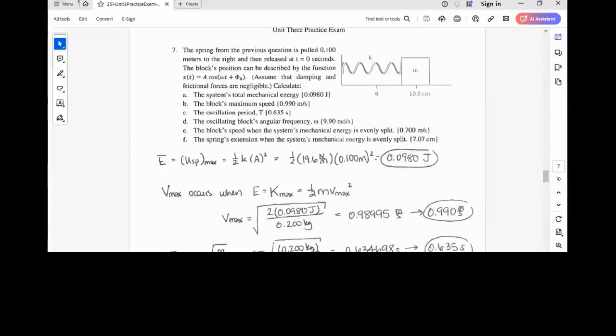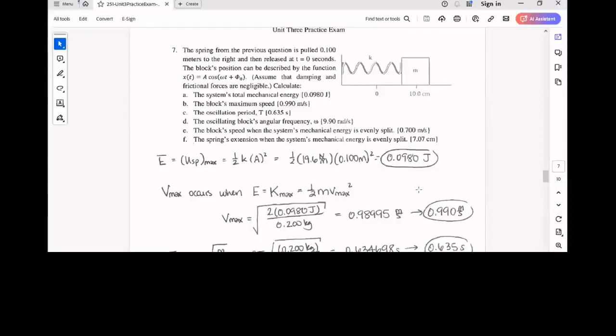because compression and expansion both create potential energy. So I can take the spring constant we calculated in the previous question, 19.6 newtons per meter. If I plug that into our elastic potential energy expression, I find the maximum elastic potential energy is identical to the value we calculated at the end of question 6. It's 0.0980 joules.